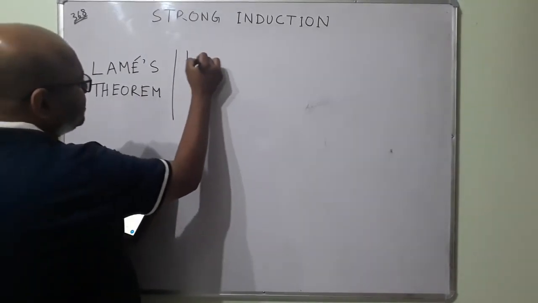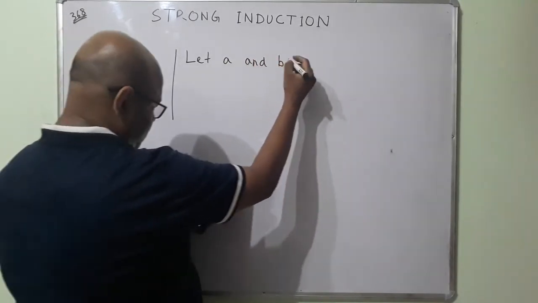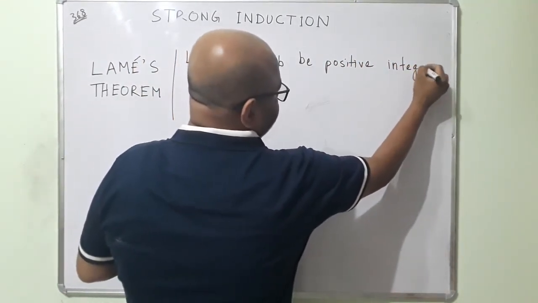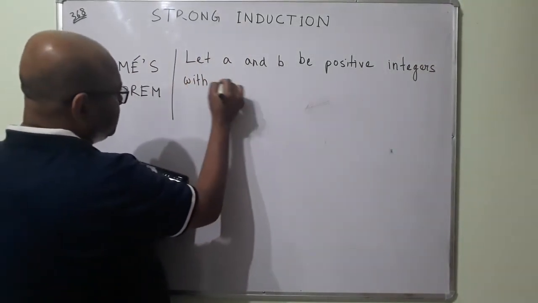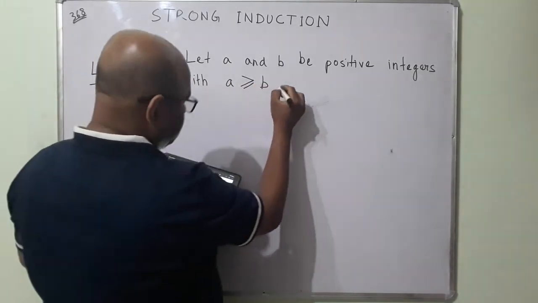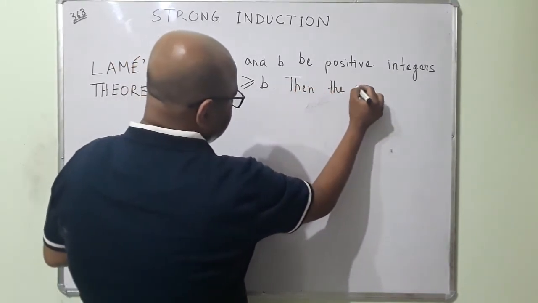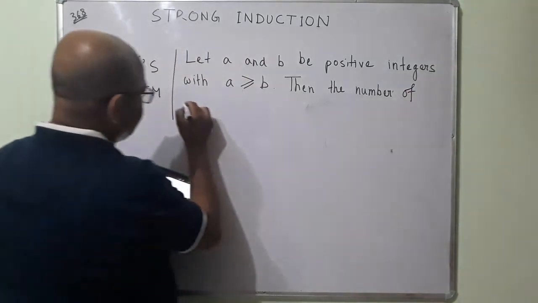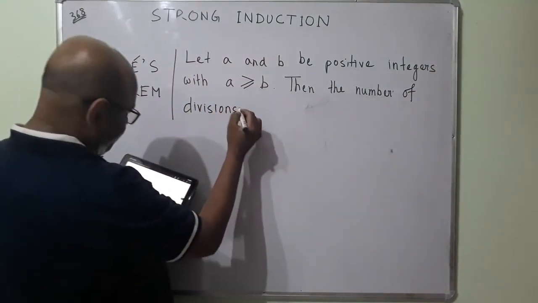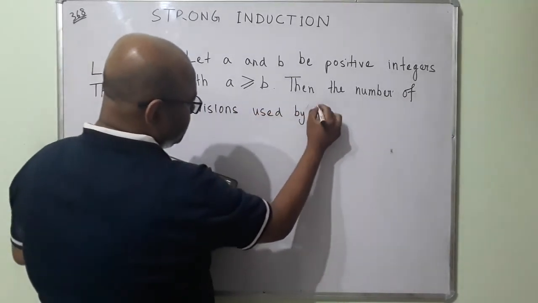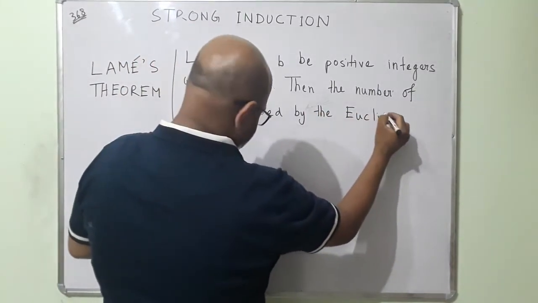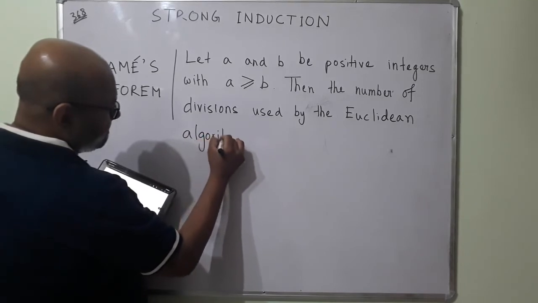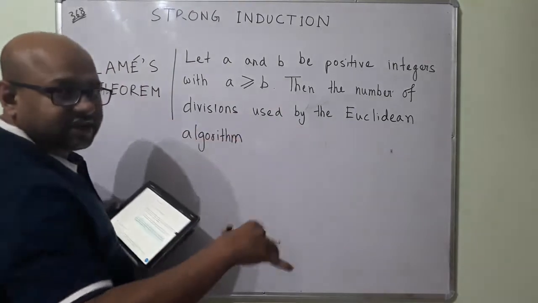So it says let A and B be positive integers with A greater than or equal to B, then the number of divisions used by the Euclidean algorithm. Okay, this is the real spelling of Euclidean algorithm. If I made a mistake previously, this is the correct spelling.